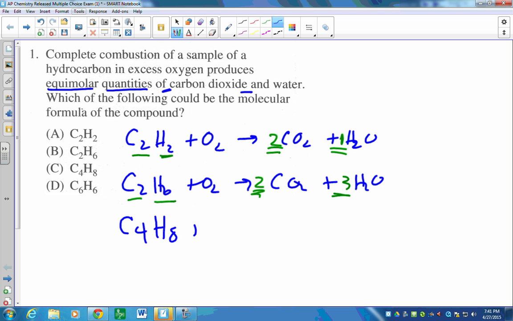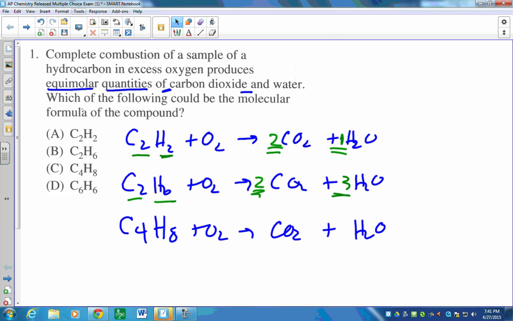C4H8 is going to be the answer to this problem. CO2 plus H2O. I go to balance it. 4 carbon, 1 carbon, I need a 4. 8 hydrogen, 2 hydrogen, I need a 4. There's my equimolar. It's looking like C is the answer, and then C6H6 plus O2.